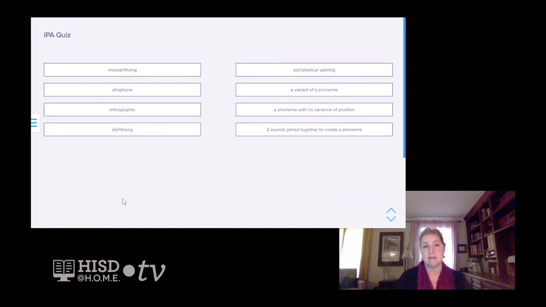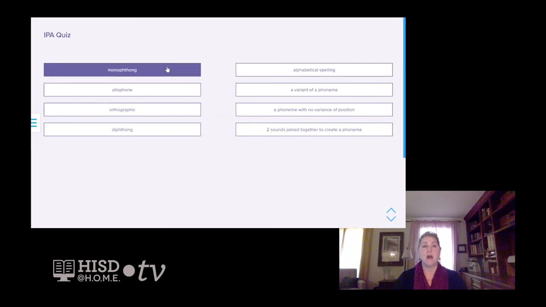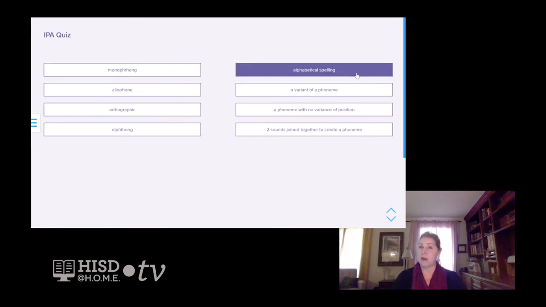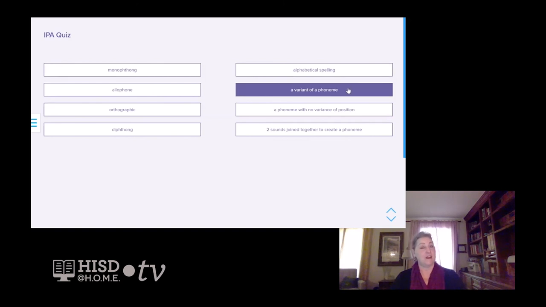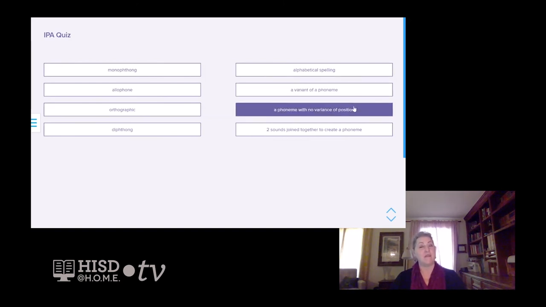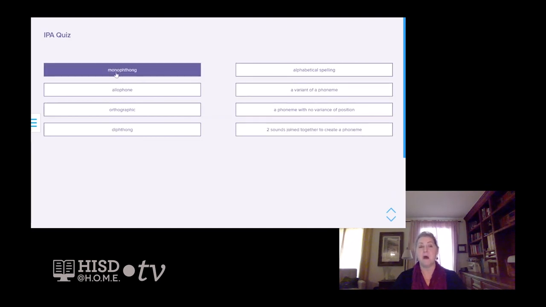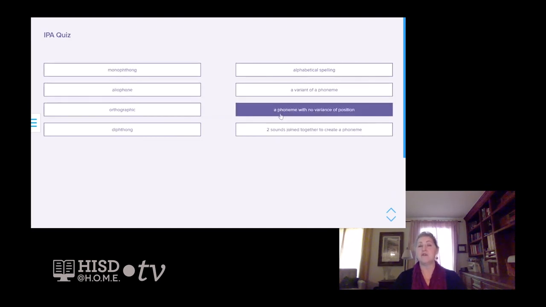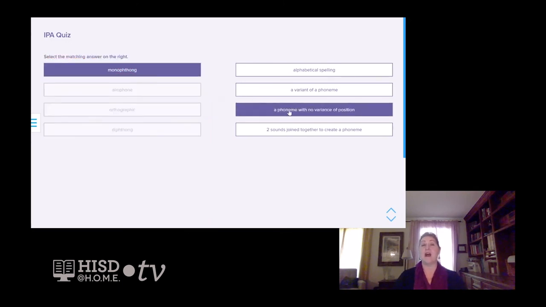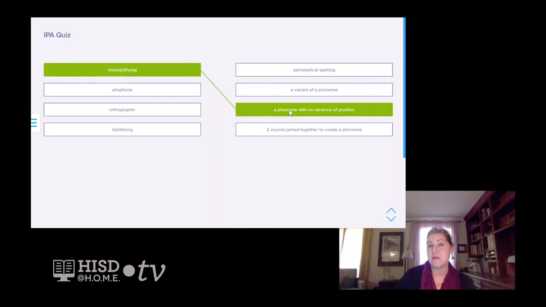Let's take a little quiz. This is a matching. Monophthong. Is it an alphabetical spelling? Is it a variant of a phoneme? Is it a phoneme with no variants of position? Or is it two sounds joined together to create a phoneme? Mono, single. So let's try a phoneme with no variants of position. Allophone. Let's see. Uh-oh, we didn't do this right. Okay, let's try this again. There we go. A phoneme with no variants of position.